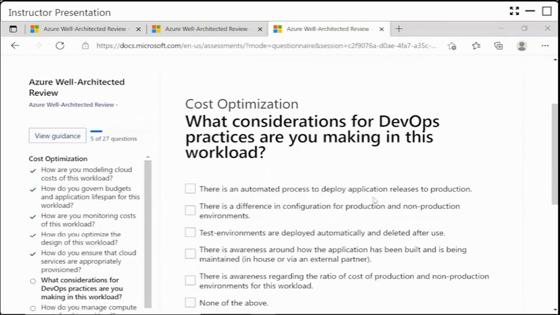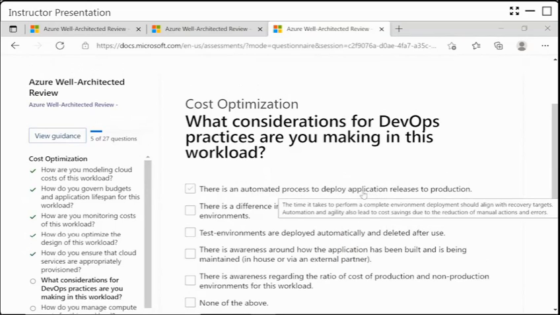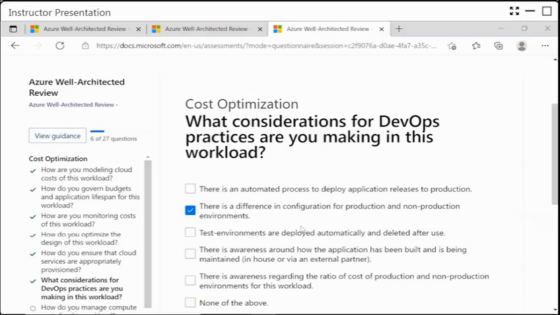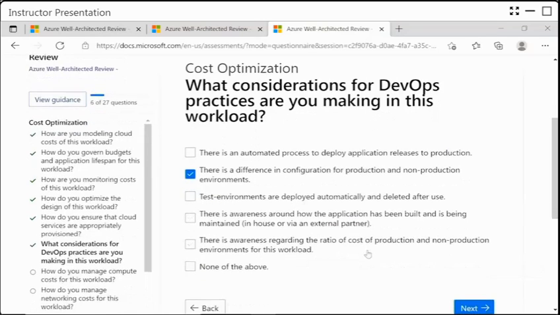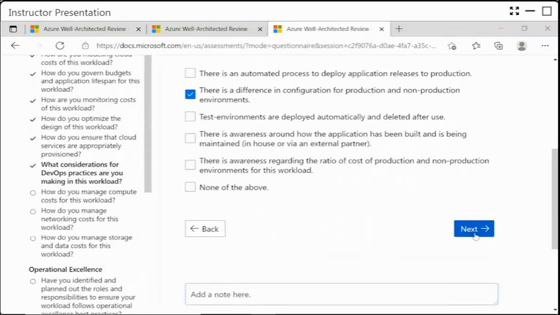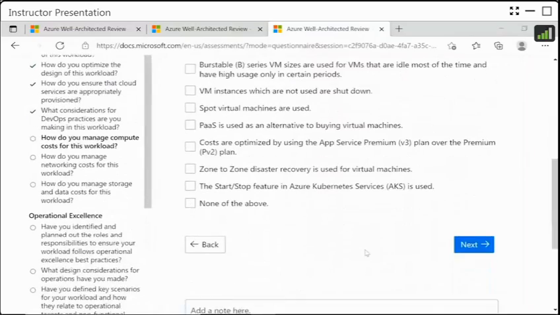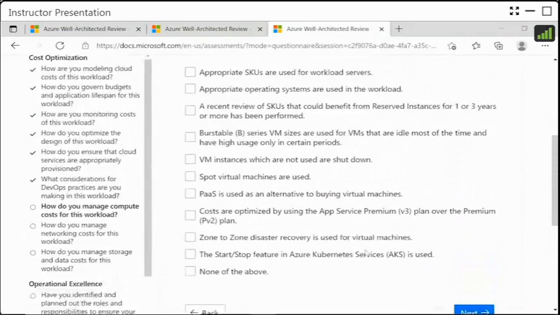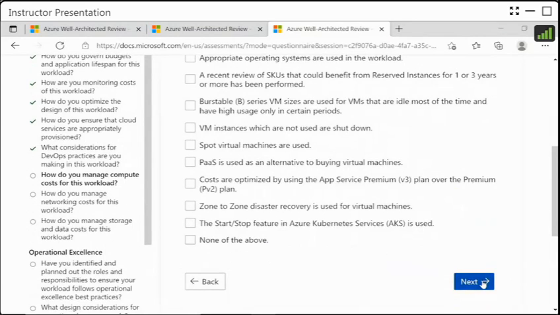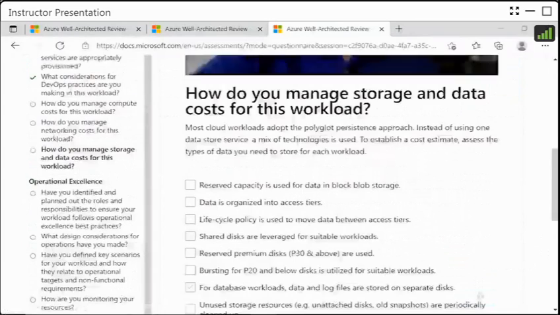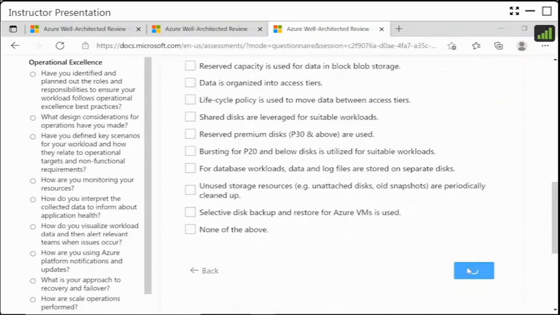There's an automated process to deploy application releases to production. That's CI/CD, DevOps, more than likely no. There's a difference between configuration for production and non-production environments. Absolutely. Test environments are deleted or deployed automatically and deleted after use. We're not doing that. So we'll leave that the way it is here, and I'll click next. Now, I could continue doing this and continue answering the questions. I'm going to leave this for now, and I'm just going to go ahead and click through, meaning we're not doing any of these things or taking any of these actions.